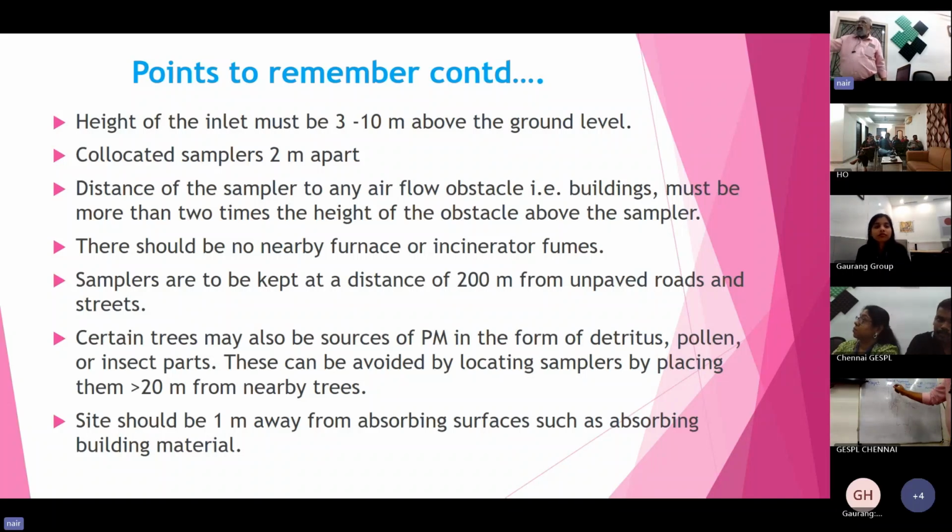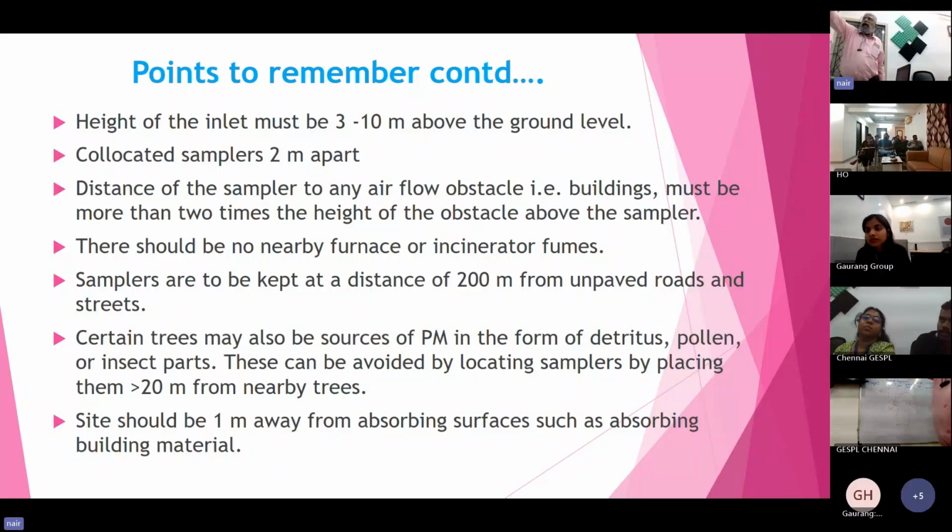About this inlet, the height of the inlet must be 3 to 10 meters above the ground level. That means in a room usually it comes. So 3 to 10 meters above ground level it should be. You should not keep it that much down. You should ensure this. Some ambient air sampling photographs I have seen do not follow this. So when you put photographs in the EIA report, ensure these guidelines. Otherwise, don't put it. Tell them to give another photo.